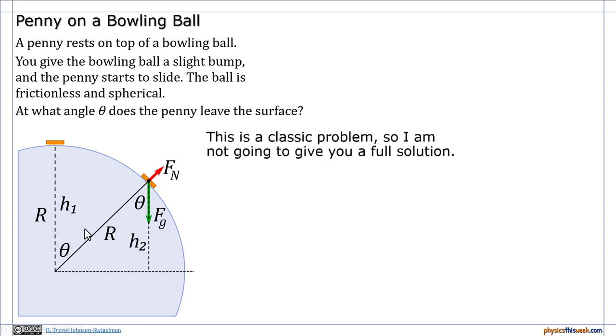Okay, this is a classic problem, so I'm not going to give you a full solution for it, but I will give you a few hints and tips though.